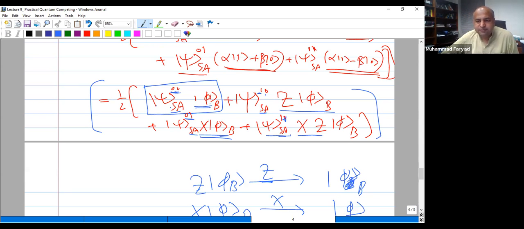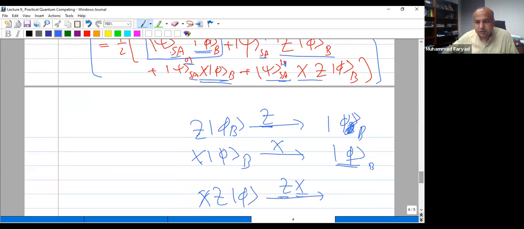Any questions? If not, let me show you an implementation of this teleportation circuit.